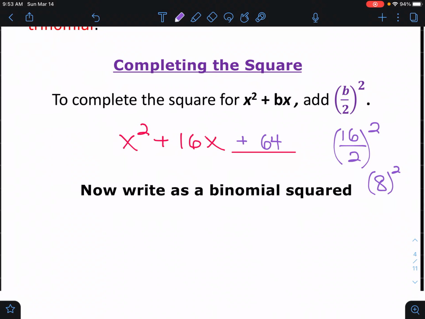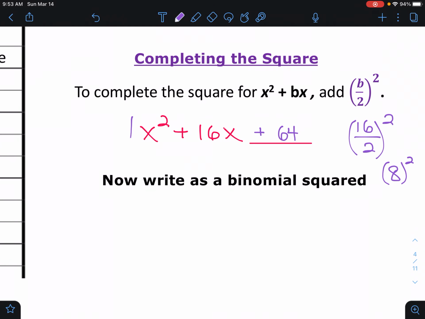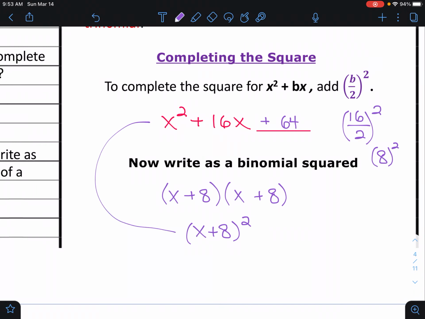Let's factor this now. So we just learned how to factor. Notice the leading coefficient here is 1. So I'm going to say two numbers that multiply to be 64 but add up to be 16. Well, that would be 8 and 8. This is called a perfect square trinomial because this and this are the same when you factor it. Notice x plus 8, x plus 8. So we write that those are both binomials. So to write it as a binomial squared, since they're the same, you could say this is (x plus 8) squared. Okay? So these two things are the exact same thing.